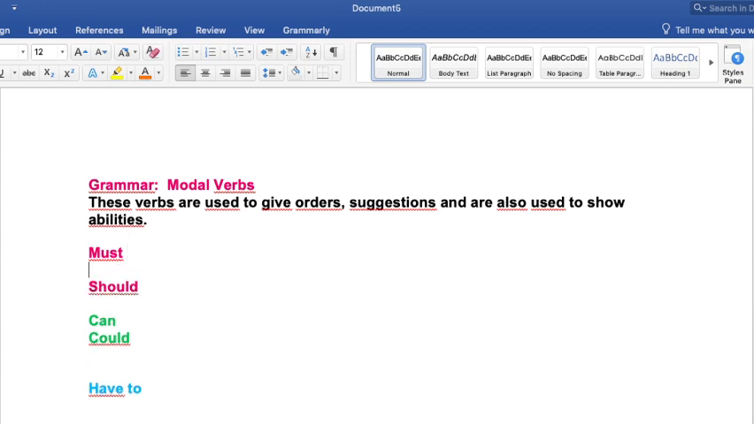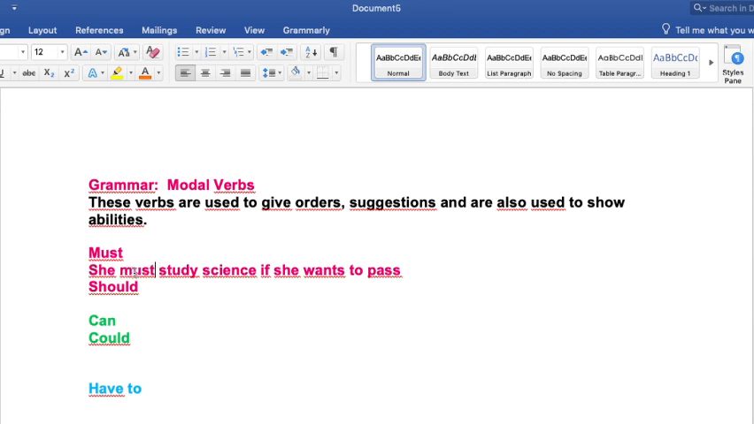Must means debe. She must, ella debe, she must study science if she wants to pass. She must study science, right? Must study. She must study.